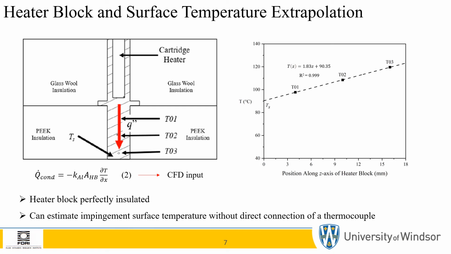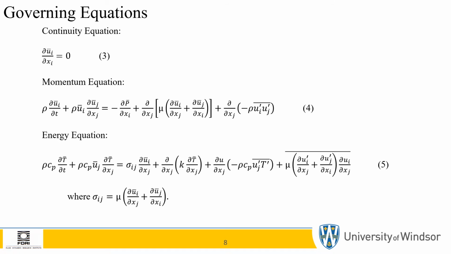Furthermore, from this linear plot, dT/dx can be obtained, and therefore we can use equation 2 to predict the heat flow throughout the heater block, which is used as an input to our numerical model. The governing equations after Reynolds decomposition are shown in equations 3 to 5, which are the Reynolds-averaged Navier-Stokes equations. Here we have the continuity equation, or mass conservation, in equation 3, followed by the momentum equation in equation 4, and then to fully define the heat transfer problem, we require the energy equation in equation 5.